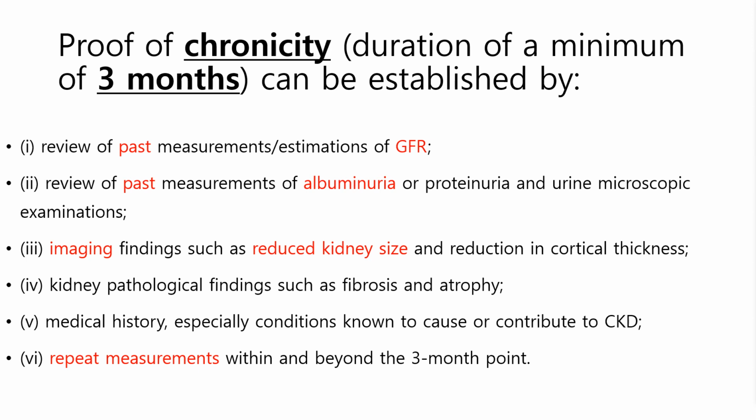Diagnosing CKD involves confirming the persistence of kidney damage over at least 3 months. This chronicity can be established through a review of past medical records, including measurements of GFR and albuminuria, kidney imaging results, and, in some cases, kidney biopsy findings that may show pathophysiological changes like fibrosis and atrophy.